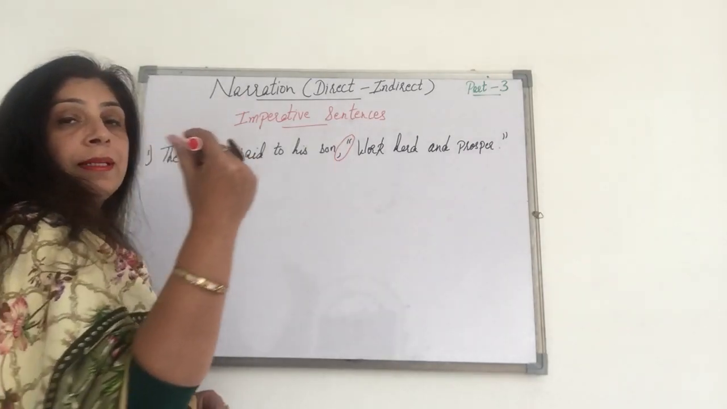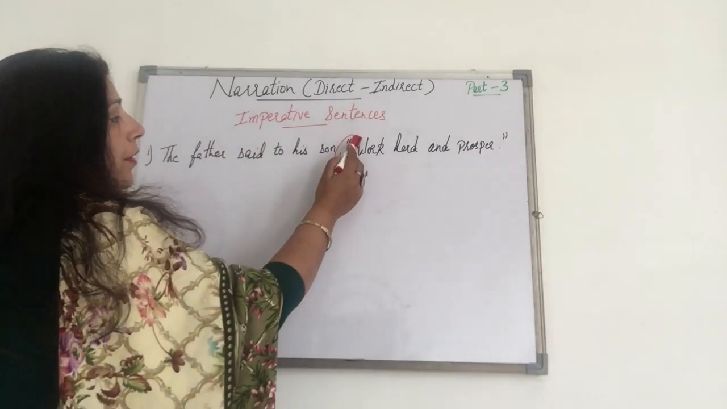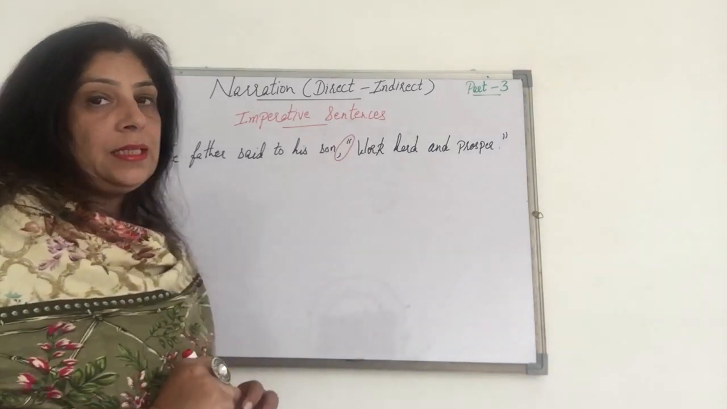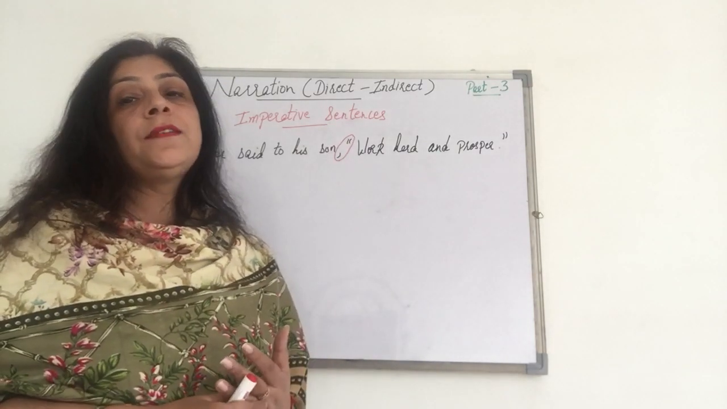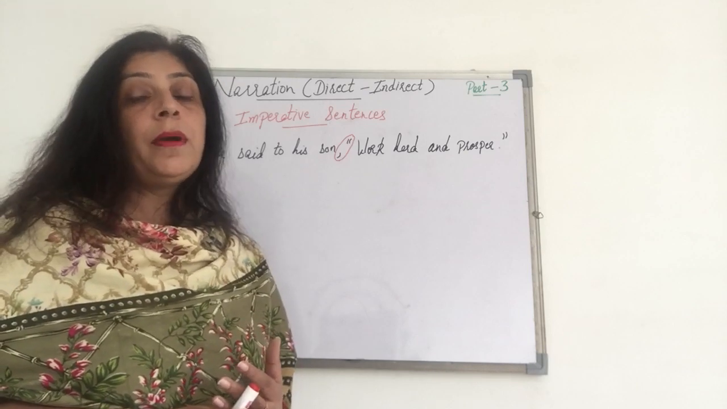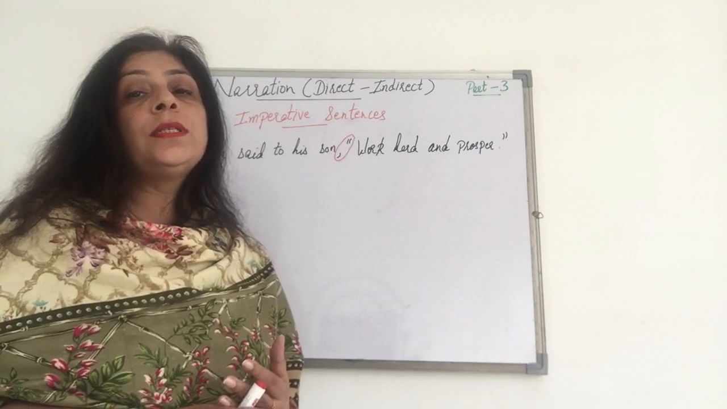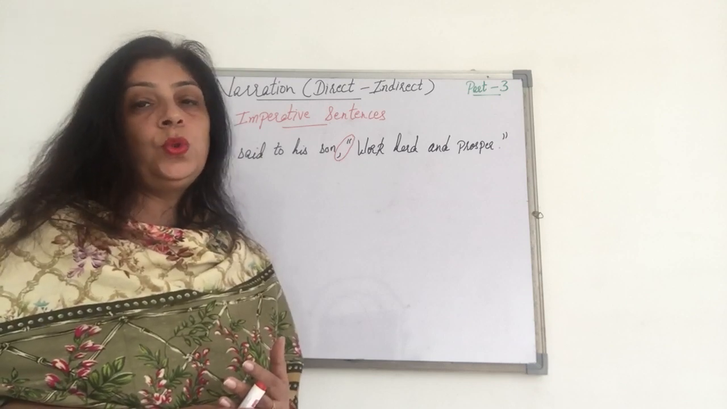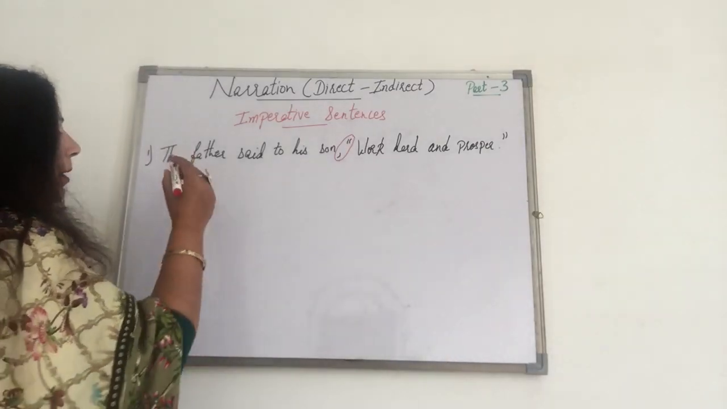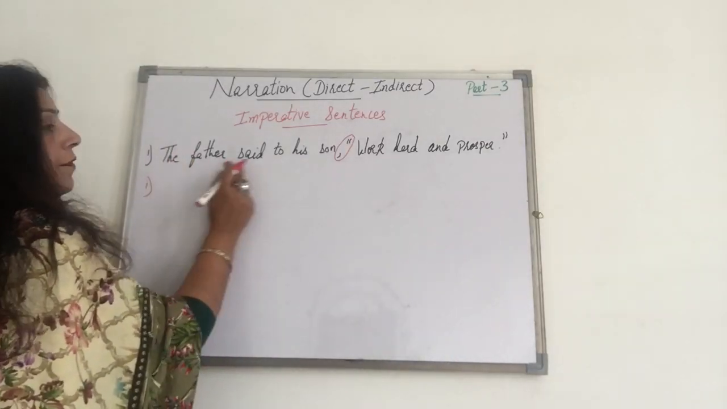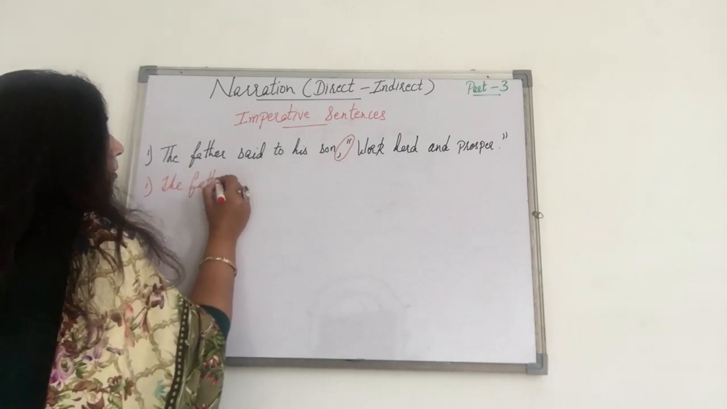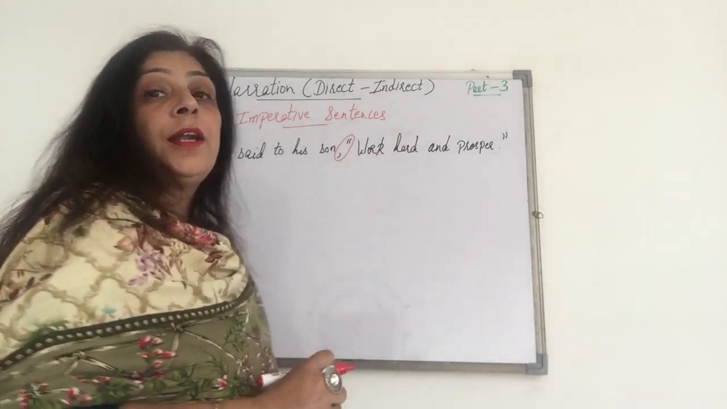So in simple sentences, I told you that when we remove these inverted commas, we use the word that. So in imperative sentences, we can make the sentence either by using that or by using the infinitive to. You know, to is an infinitive. So let's see how it can be done. The first way to do it, the father said to his son, what is he saying? Work hard and prosper.